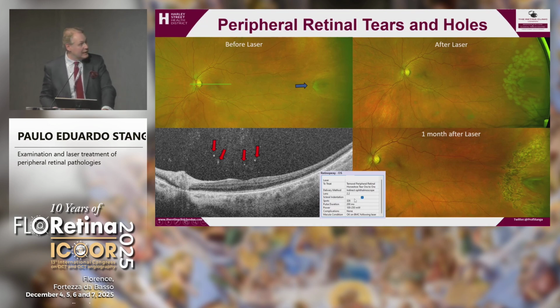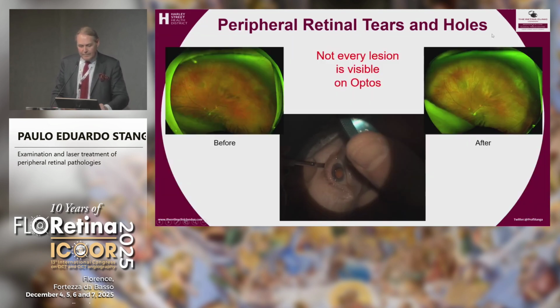And here are my settings. For retinopexy, I use 200 millisecond duration. And I start with 80 milliwatts, and I go up until I get the desired intensity of spot.